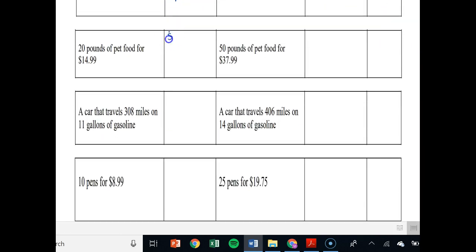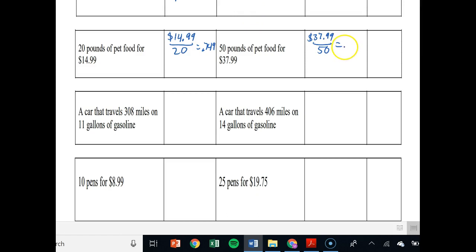Again, it's the price, so $14.99 for 20 pounds of pet food versus $37.99 for 50 pounds of pet food. So which one is the better buy here? $14.99 divided by 20. That is going to be about 0.749, so almost 75 cents per pound, versus 37.99 divided by 50.